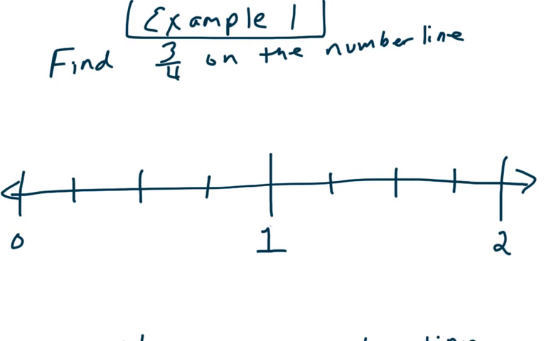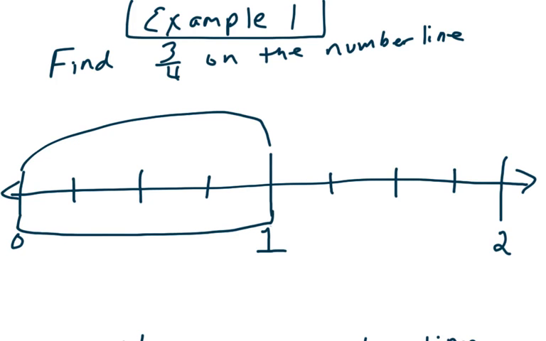So let's look at our first example. Our first example is to find 3/4 on a number line. The first thing I do is I know from here to here is one whole, and so one thing I can do is turn this into a little fraction bar. I label that this is 0, this is 1/4, this is 2/4, this is 3/4. So that is one whole part of a number line.